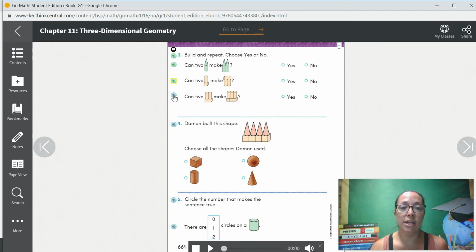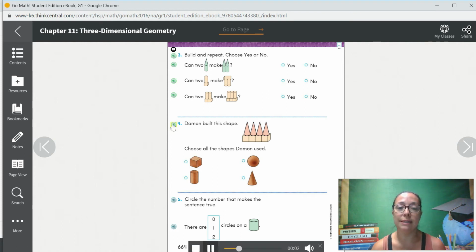And then let's check this one out. Can two cylinder and cube combinations make three cylinders and three cubes? Yes, no. So, si tienes dos combinaciones de esta de cilindro y cubos, ¿puedes hacer tres cilindros con tres cubos? Yes or no. Sí o no. Okay, let's continue to number four. Número cuatro.